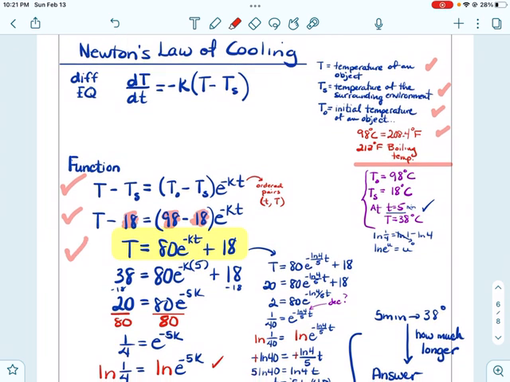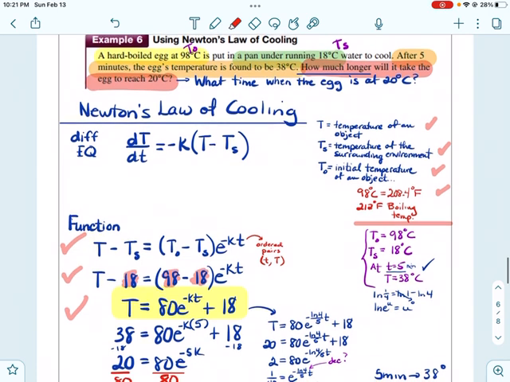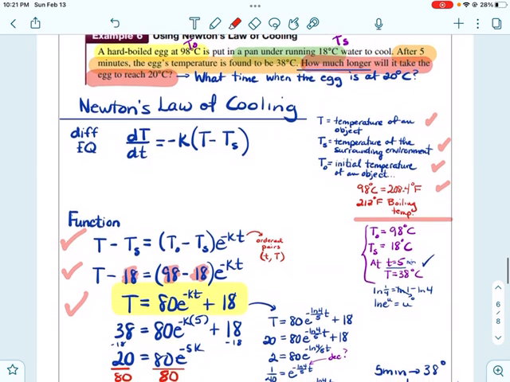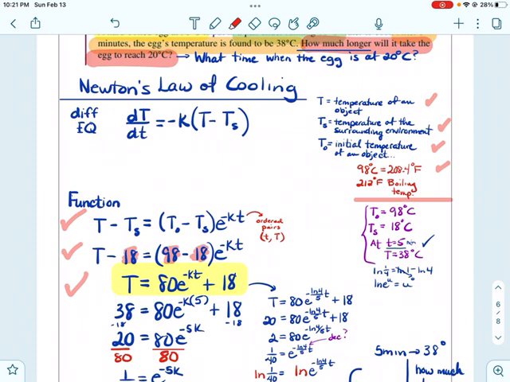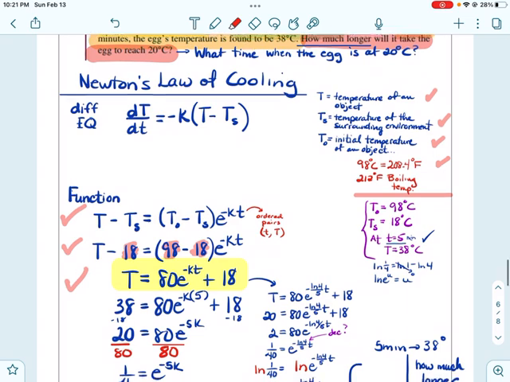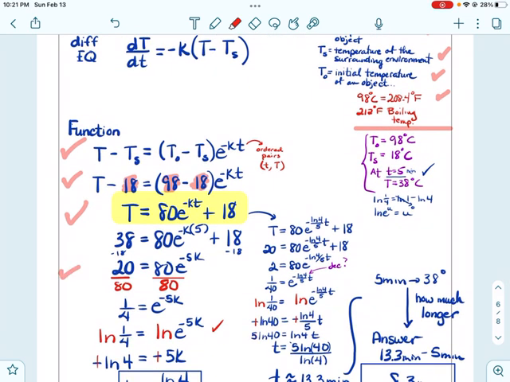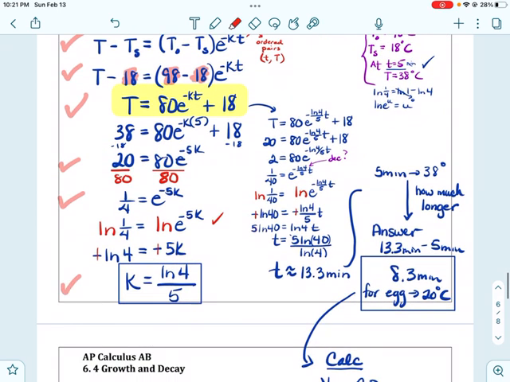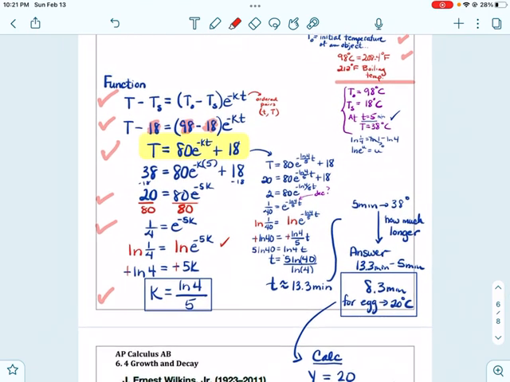Then we know that the temperature is 38 degrees after 5 minutes, so we plug in 5 for the time and 38 degrees. Solving for k, we get 20 over 80, after subtracting 18 to get 20. 20 divided by 80 gives 1/4 equals e to the negative 5k. Solving for k, we get ln of 4 over 5. So we have our k value.